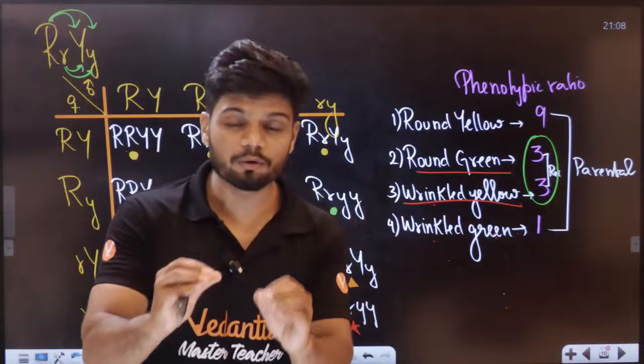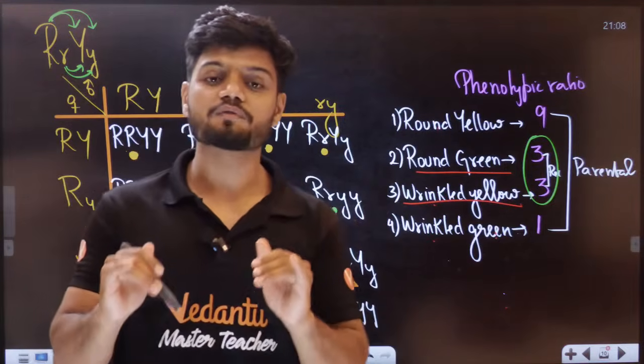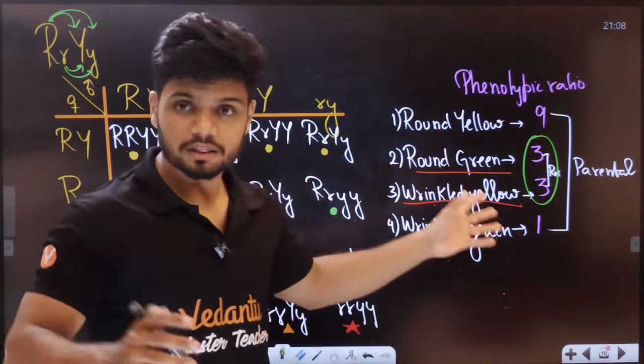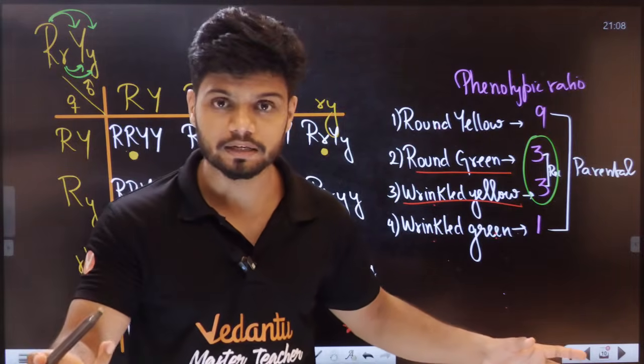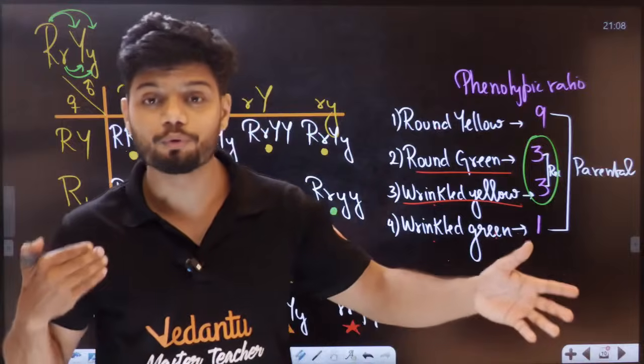So, Mendel was very lucky. Because all the work which he did, all these different traits he took, were present on different chromosomes.